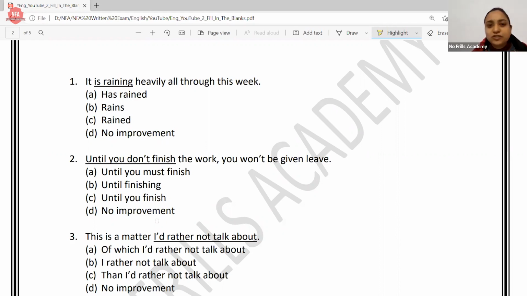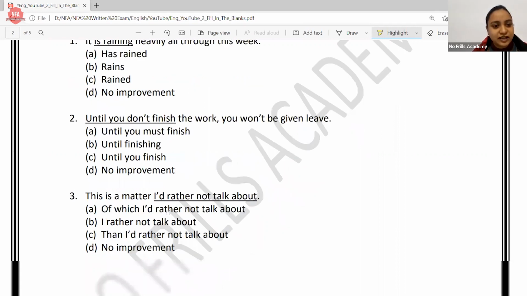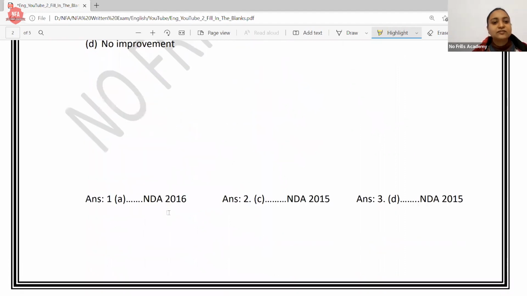English should not take much time. Mathematics has to be worked out. Physics has to be thought about. And history has to be recollected. But English should take minimum possible time. So let us see the answers. Please check. 1 is A, 2 is C, 3 D.